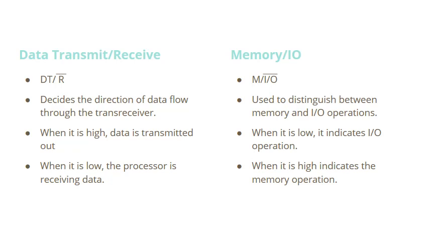Next is the memory bar IO signal, which is denoted by M bar IO. This is used to distinguish between the memory and IO operations. When the signal is low, it indicates that it is an IO operation that is being performed, and when it is high, it indicates that it is a memory operation that is being performed.